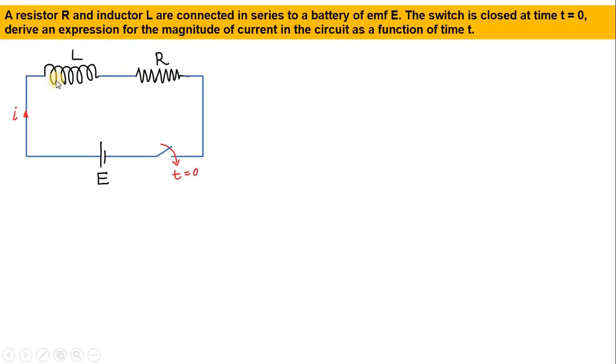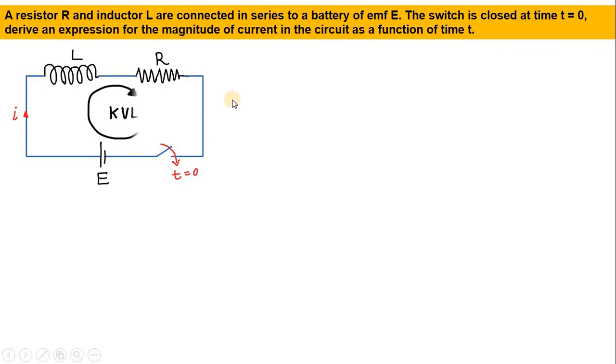Let us suppose we have an LR circuit connected with a battery, a DC battery. A resistor R and inductor L are connected in series to a battery of EMF E, and the switch is closed at time t equal to 0. This switch is initially open, so there is no current in the circuit. So when we close this switch at time t equal to 0, the battery will begin to send current into the circuit. So we have to derive an expression for the magnitude of current in this circuit as a function of time t. Let's begin.